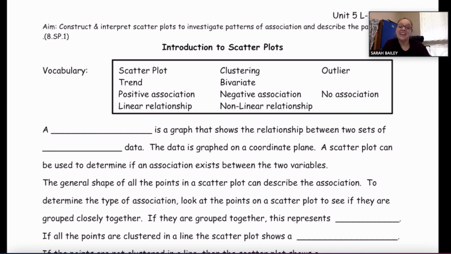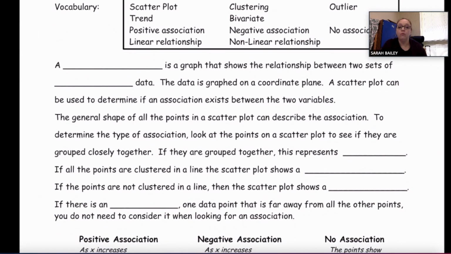Hi, in today's lesson, we're going to learn about scatterplots. So first you'll see at the top we have a vocabulary box, and then we have a paragraph with some blanks. So we're going to fill this in together.